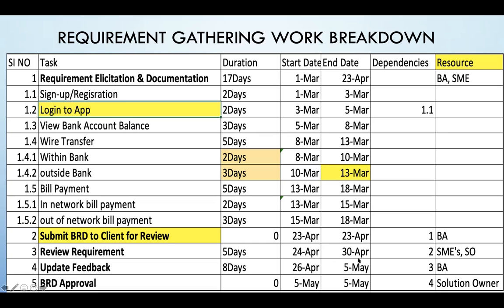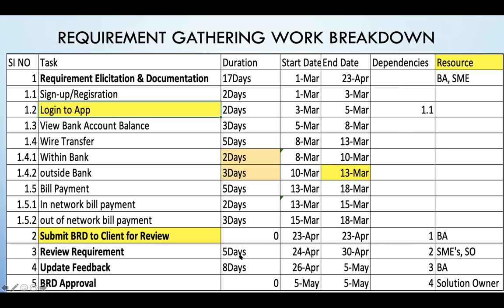So from the 24th to the 30th of April, right? And as you can see, the dependencies over here. I forgot to talk about the dependency on the side, but the dependency over here is what? Item number 2. So what's item number 2? Item number 2 is submission. I need to submit the requirement document before review can happen from the stakeholder side, right? As you can see, submission to the client for review is item number 1. So that means I need to have completed requirement elicitation documentation before I can submit it. That is basically all the dependency and what it means over here, right? It's very simple as well.